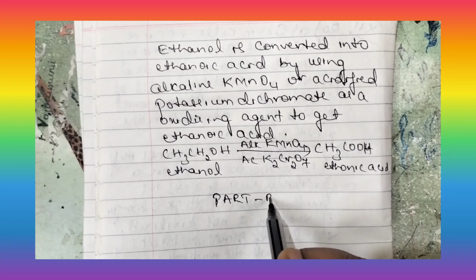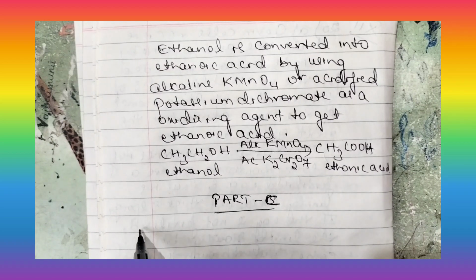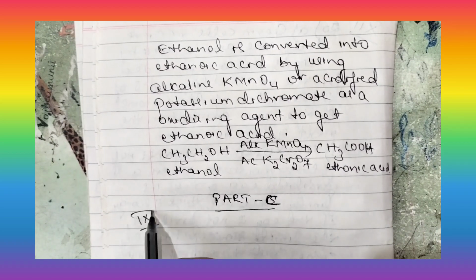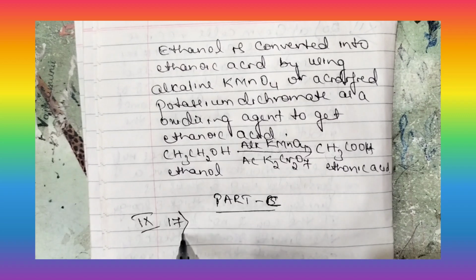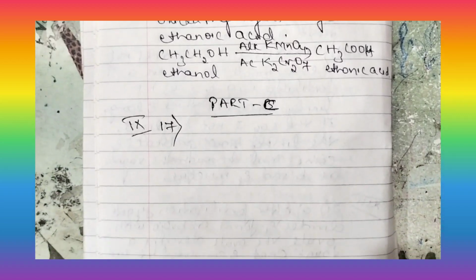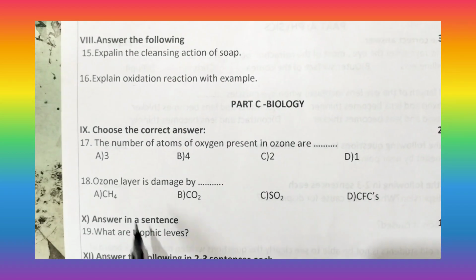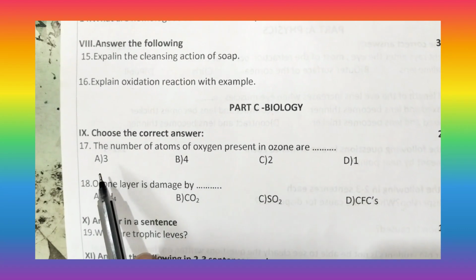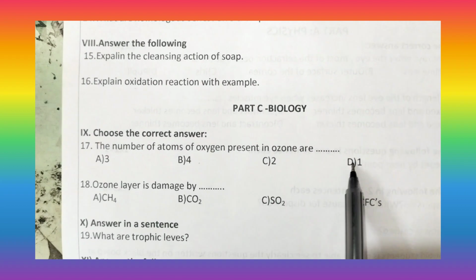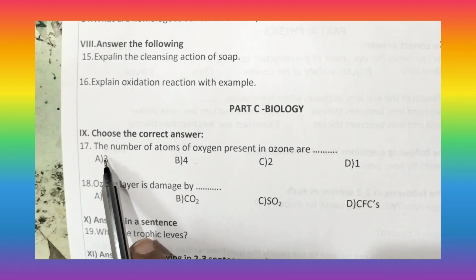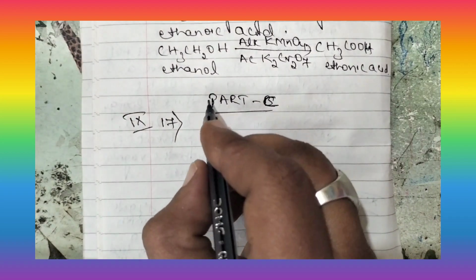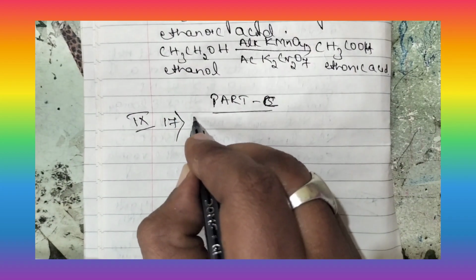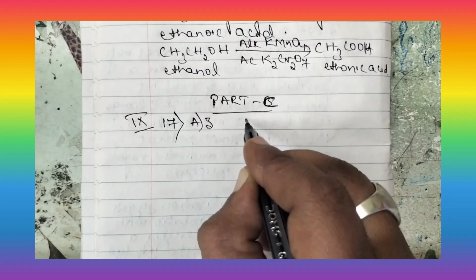Now the last part is part C, biology. So that is 9th, means 17th question. So let us see what is the 17th question. The number of atoms of oxygen present in ozone are 3, 4, 2, 1. Ozone means O3. It contains 3 atoms of oxygen. For the 17th question, option A, 3 is the answer.